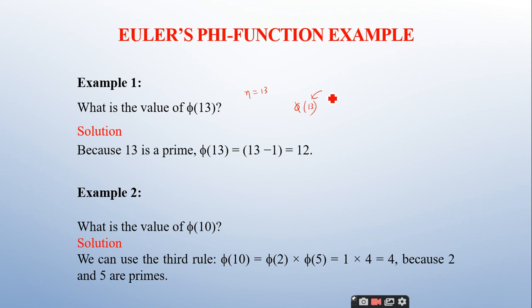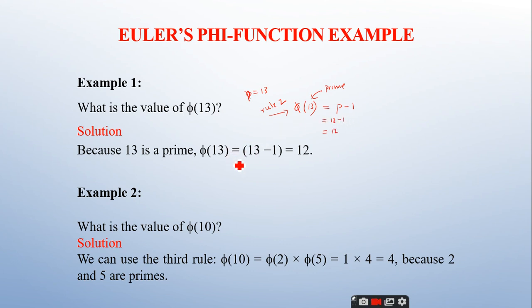So what is this 13? Is it prime or composite? It is prime, right? So if p is prime, phi of p is given by the formula p minus 1. So here the p value is 13, so phi of p is equal to p minus 1, that is 13 minus 1, that is 12. Which rule is it? Rule 2, right? So according to rule 2, phi of p is equal to p minus 1.